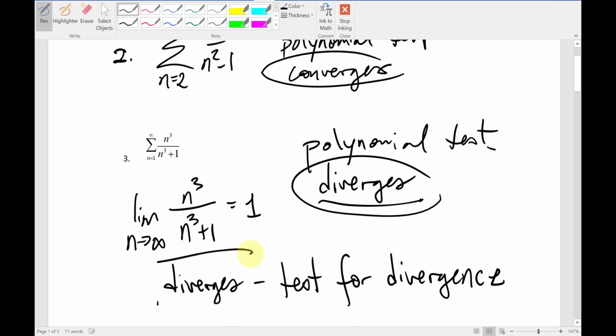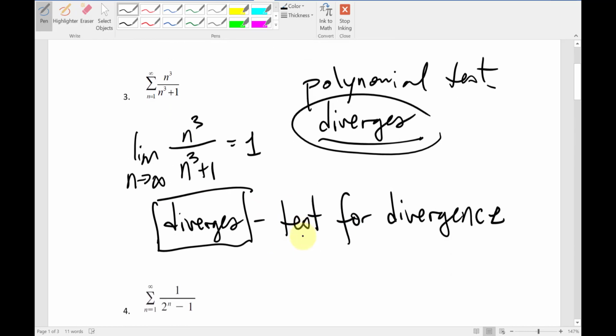And so you could get the same answer a different way and say that it diverges, and it's because of the test for divergence. So you don't have to put both of these, either one. And this is such a fundamental and important way of establishing divergence of series that I'll mention this. This is a way of getting the answer as well.